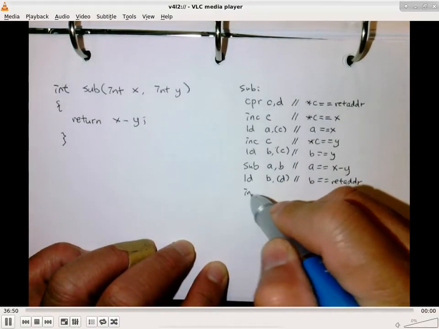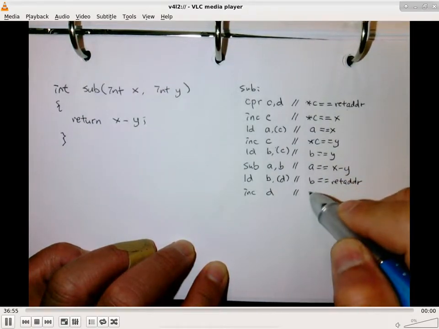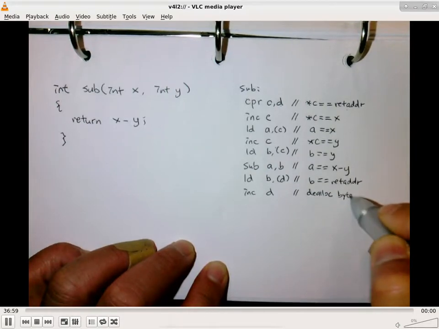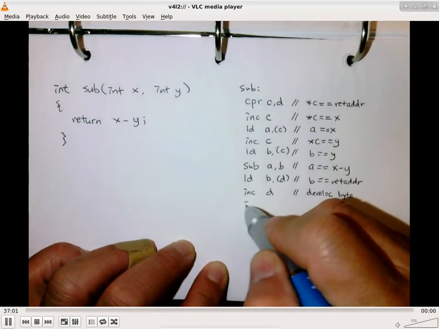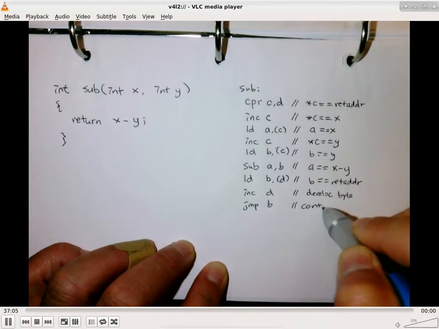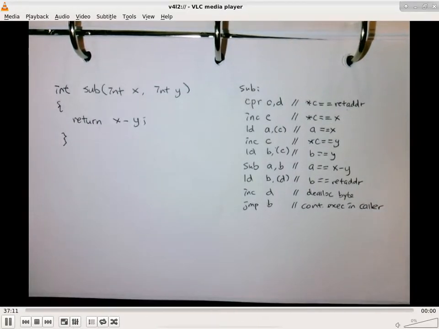Then we increment D to deallocate a byte on the stack. So we say deallocate byte, and then we can do a JMPB to continue execution in the caller. Is that okay? It's the same code in the notes. Okay, there's nothing new here. I'm just explaining it on the fly.